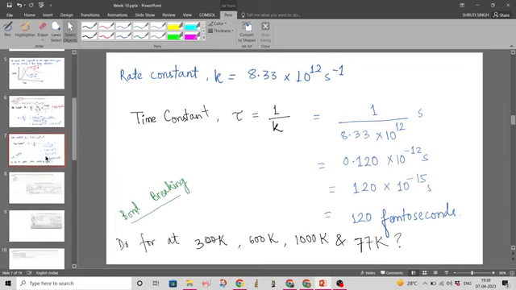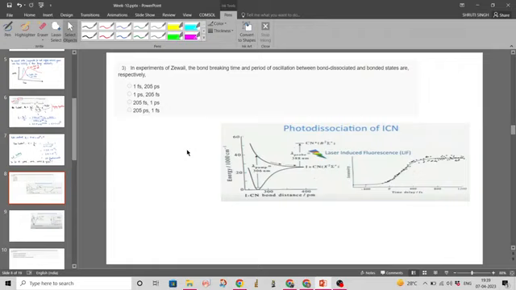Now moving on to the next question. The next question is about Ahmed Zewail's experiments. In the experiments which Zewail did, the bond breaking time and the period of oscillation between bond dissociated and bonded states are respectively: 1 femtosecond, 205 picoseconds; or 1 picosecond, 205 femtoseconds; or 205 femtoseconds, 1 picosecond; or 205 picoseconds, 1 femtosecond.